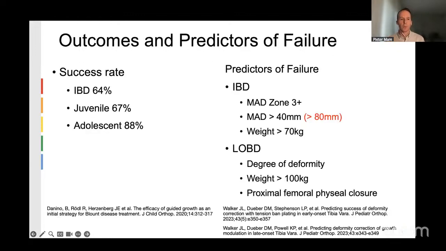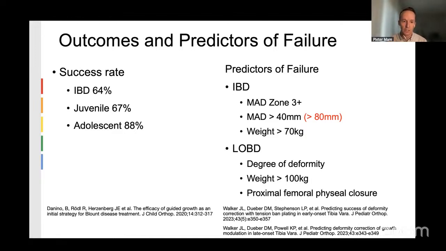Now, how does this compare to bigger studies? And these are multi-center studies. The one on the left there, published by Dhiren et al. in 2020, found a relatively similar success rate for infantile Blount's disease of 64%, and also a better success rate in adolescents with 88%. I really like the work by Walker et al.